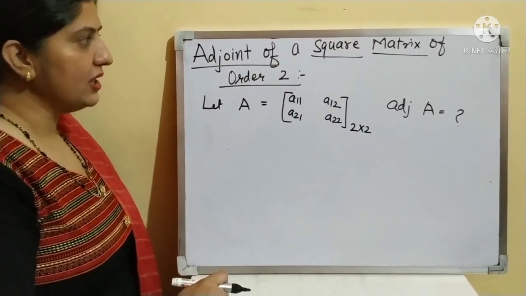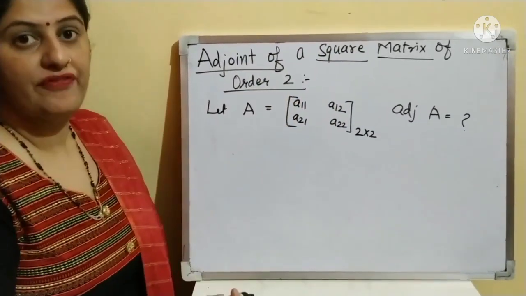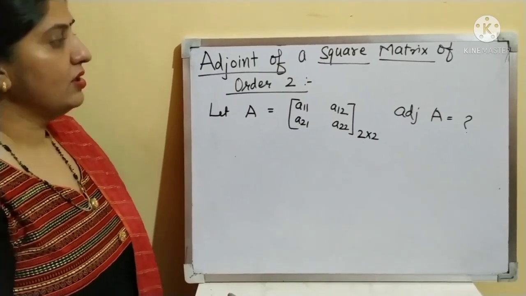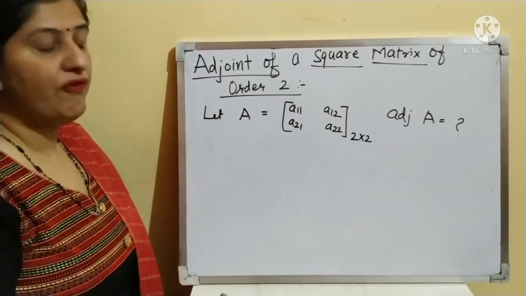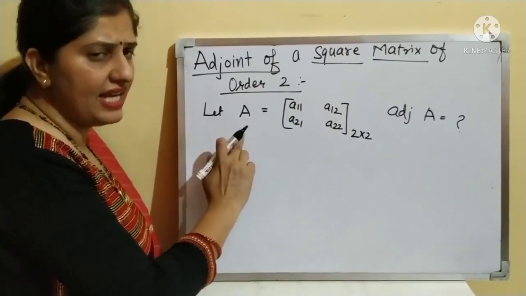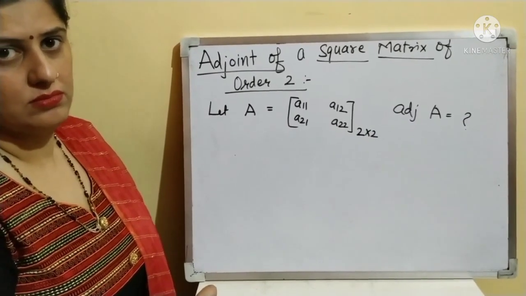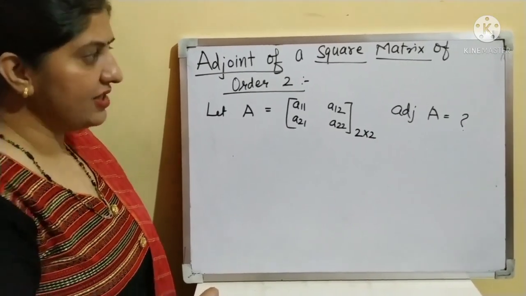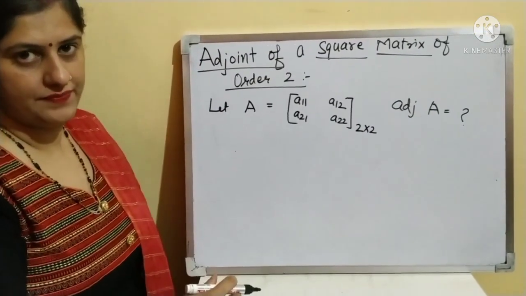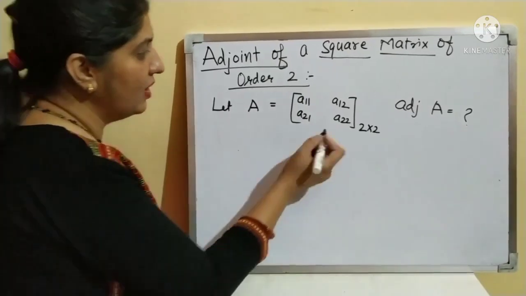For finding the adjoint of a square matrix of order 2, we have a shortcut. There is no need to find cofactors of all the elements of matrix A for a square matrix of order 2. We will find the adjoint of the given matrix with the help of a shortcut. What is this shortcut? See here.